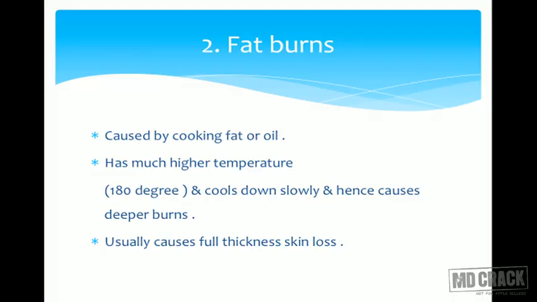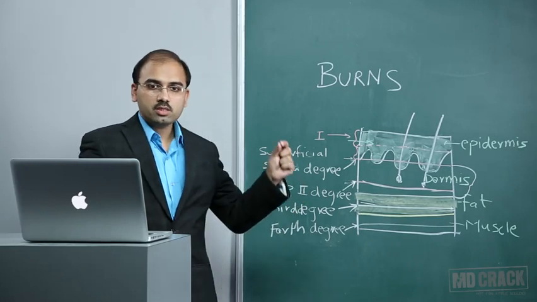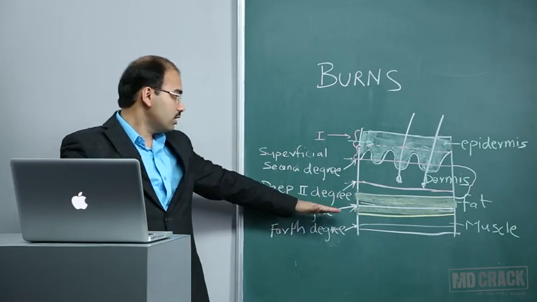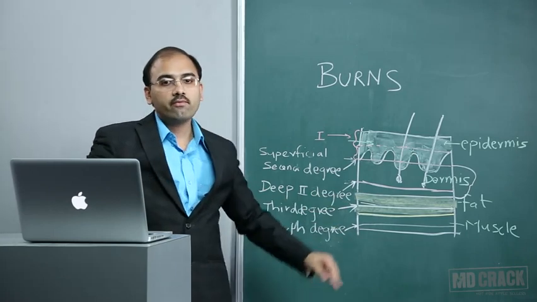Next we have got fat burns. They are caused by cooking fat or cooking oil. It has got much higher temperature, that is 180 degrees. So fat cools down slowly and hence it will cause deeper burns. It usually causes full thickness skin loss. So fat burns cause full thickness skin loss, generally third degree burns and onwards.